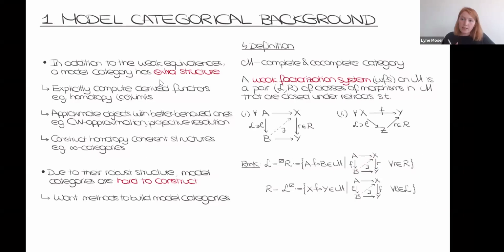And similarly, the right class is determined by having this lifting property against all maps in L, but on the other side this time, so the right lifting property instead. So in particular, what we see is that in a weak factorization system, giving the left class or the right class fully determines the other by this lifting property. So the left and right class fully determine each other.